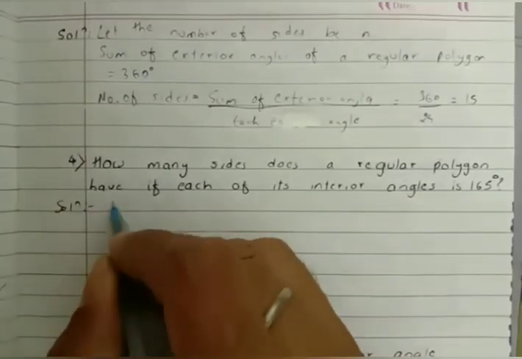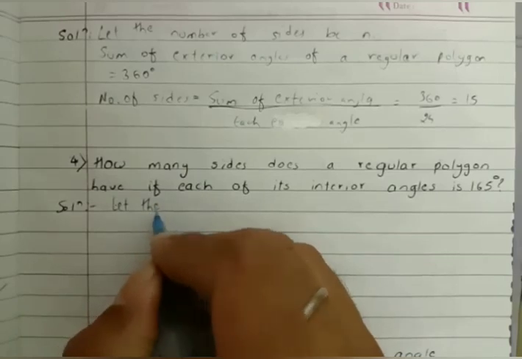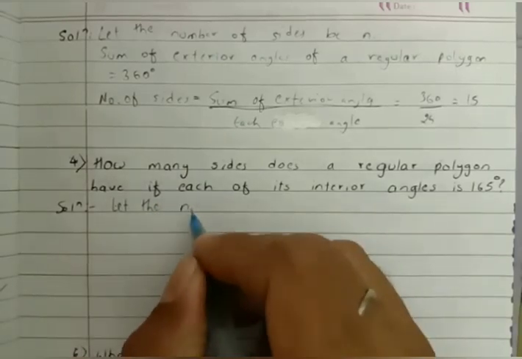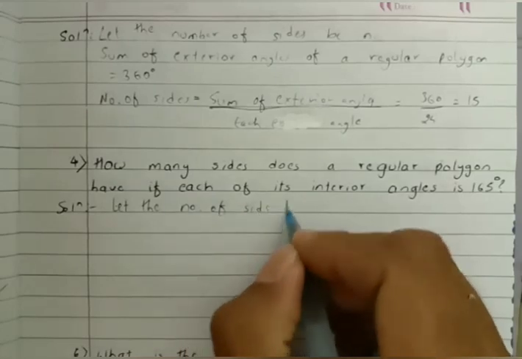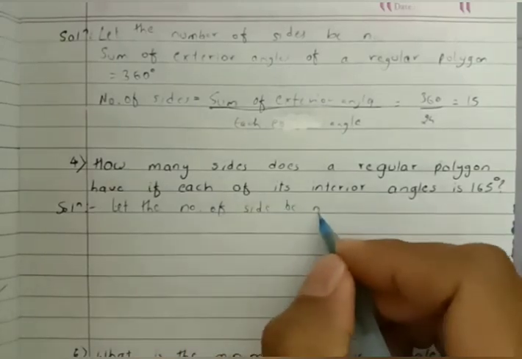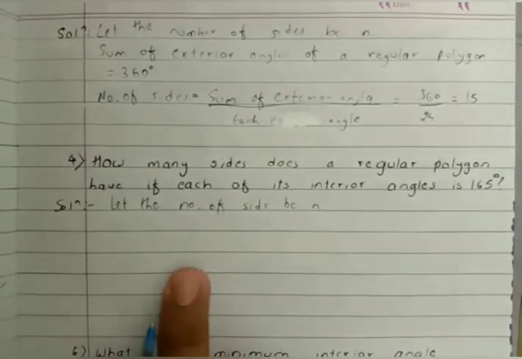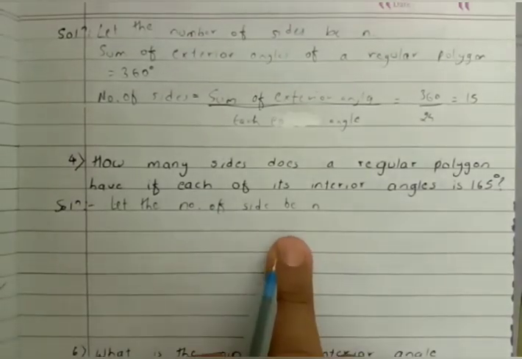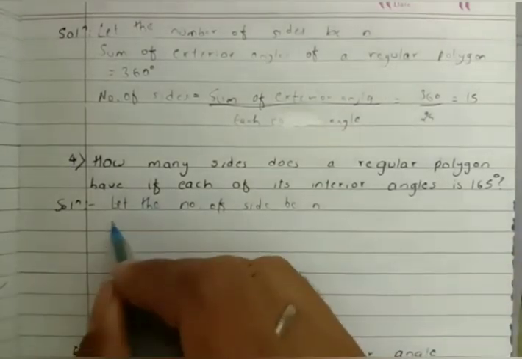First we will write, let the number of sides be n. Since we have to find out the number of sides, we'll assume that as n. Okay, you can write any symbol, n, x, y, p, any. Okay.